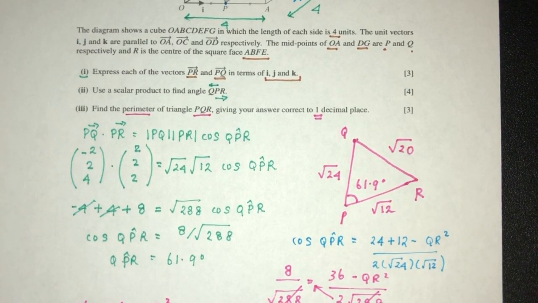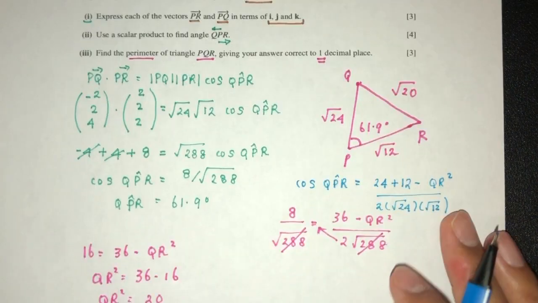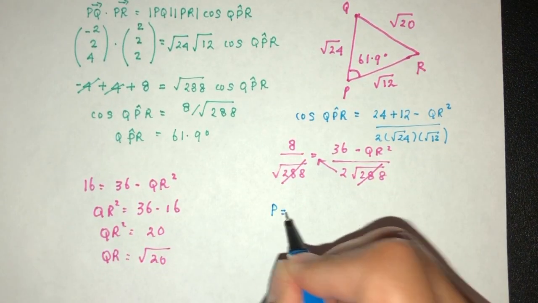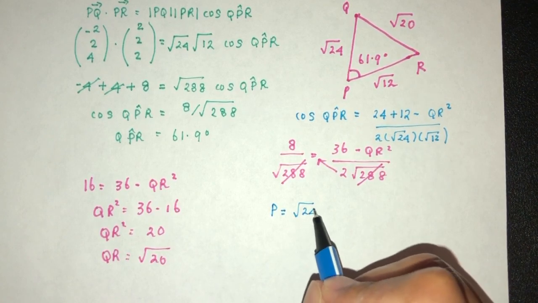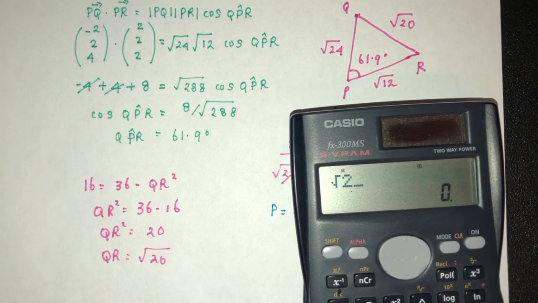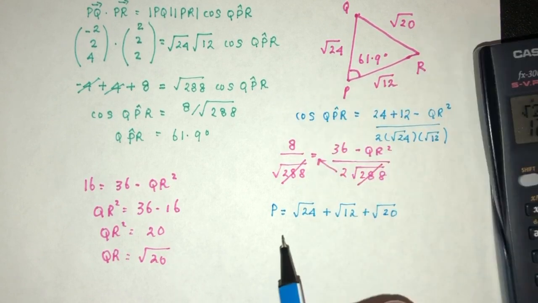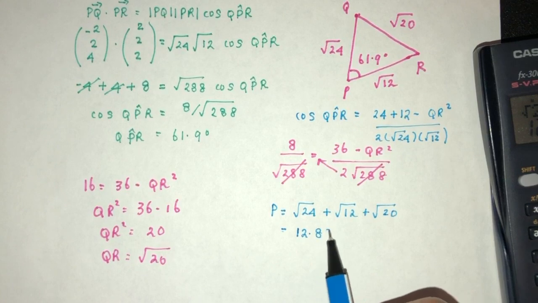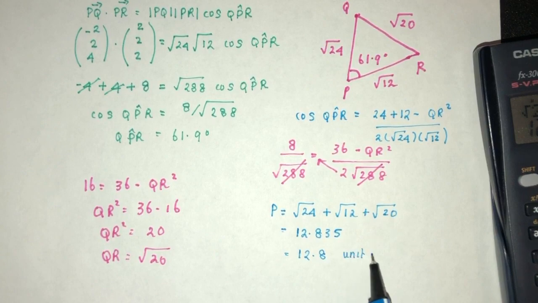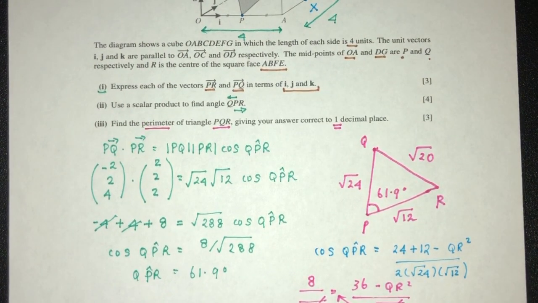Okay, obviously that is one way of finding the answer. There's many ways of doing this question. Obviously you could try your own way as well. Now we have to find the perimeter. We have to add everything. This, this, root of 24 plus root of 12 plus root of 20. That should be 12.835, correct to 1 decimal place will be 12.8 units. Okay, and that will be your answer to finding the perimeter of the triangle PQR.